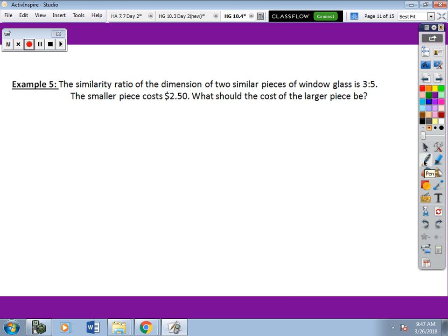In the back, the similarity ratio of the dimensions of two similar pieces of window glass is 3 to 5. The smaller piece costs $2.50. Now $2.50 is representing the whole thing, which would mean the area of that piece. What should the cost of the larger piece be?